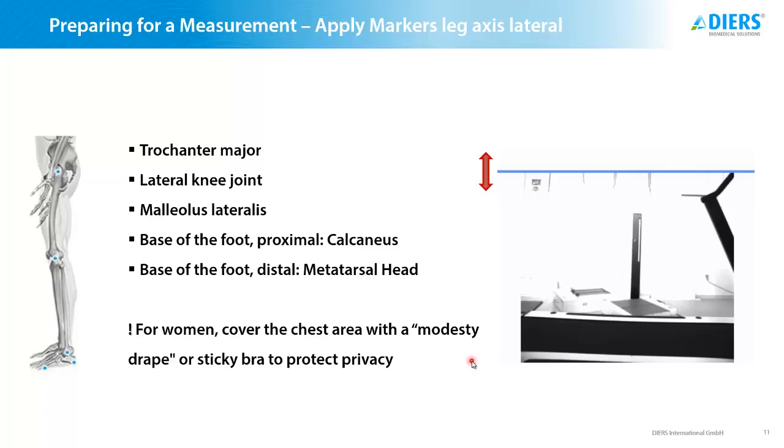The leg axis lateral is even easier to set up. You have a marker on the trochanter major. You have a marker on the lateral knee joint, the malleolus lateralis, base of the foot proximal calcaneus and base of the foot distal mediodorsal head.